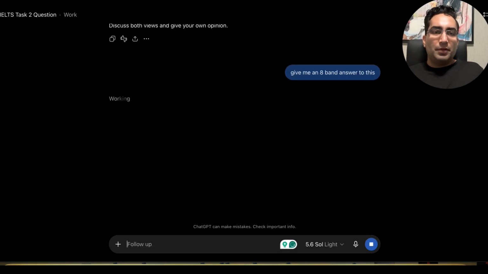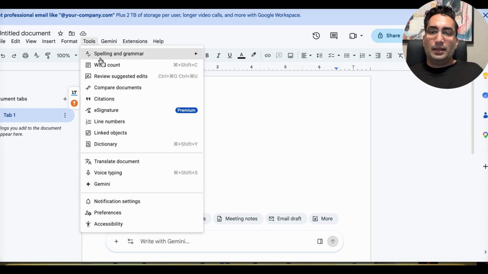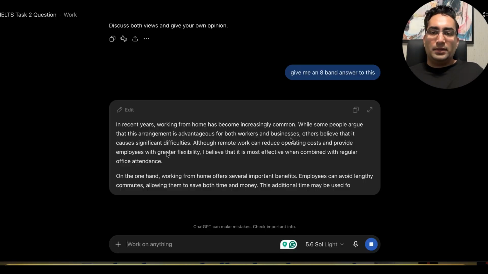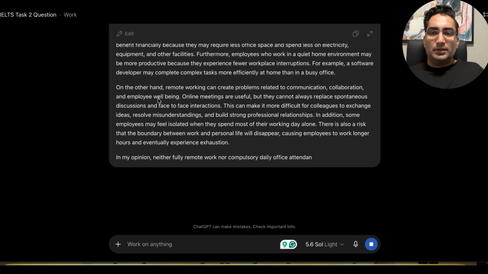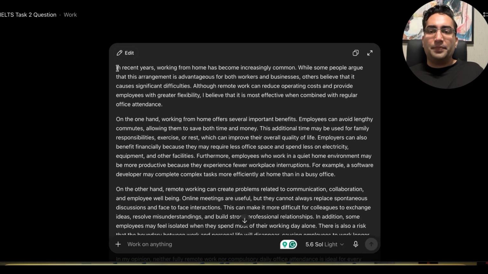All right. Before that, I'm going to get my document ready here because this is where we're going to analyze this. So we would need the word count. And let's see what the response is like. In recent years, okay, we start here. I'm going to copy this whole text. Looks like we're doing 5 paragraphs, okay?